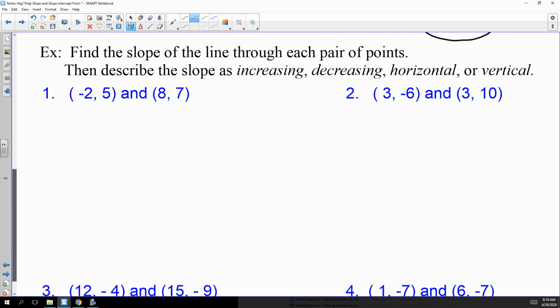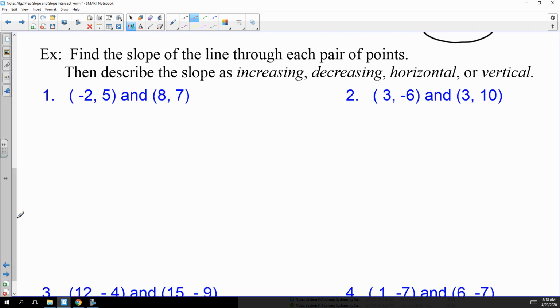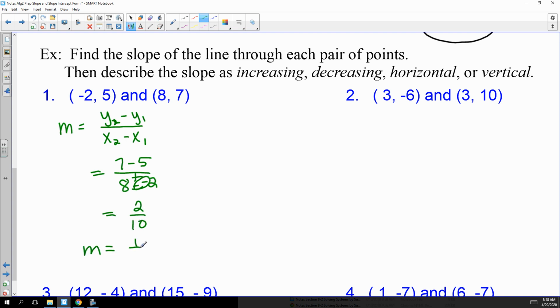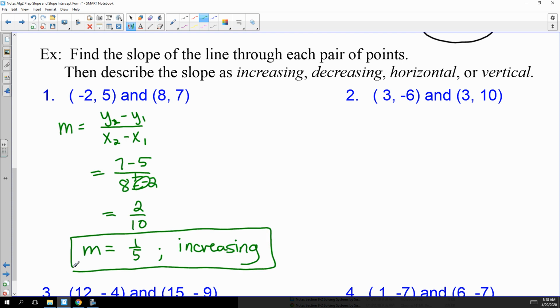All right, so let's find the slope of the line through each pair of points and describe it as increasing, decreasing, horizontal, or vertical. All right, let's start off with this one. So slope is equal to y sub 2 minus y sub 1 over x sub 2 minus x sub 1. Remember, that's change in y over change in x. So 7 minus 5 over 8 minus negative 2, that becomes plus 2 over 10. You should always reduce your slope. Since this happens to be a positive number, we're going to say it's increasing. Okay? Increasing. And done.